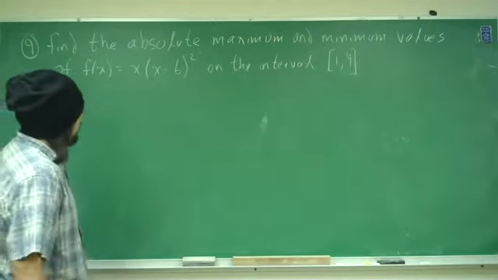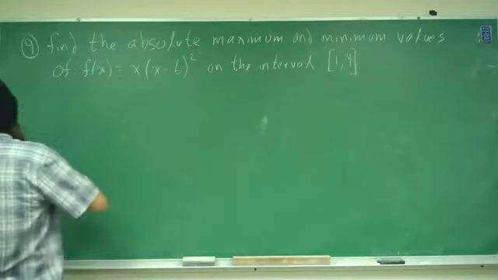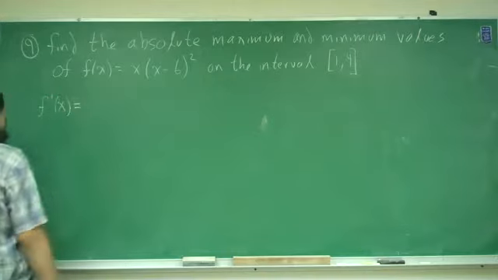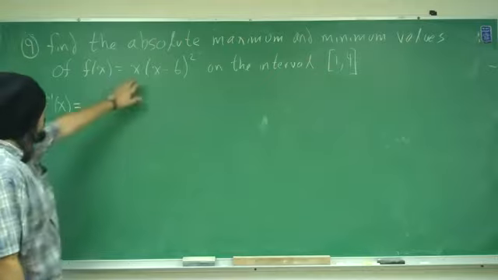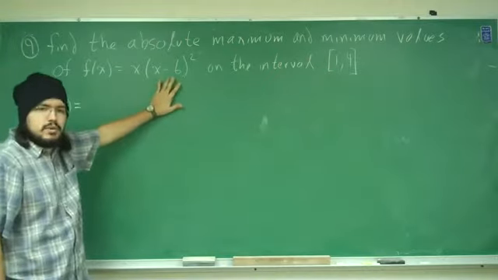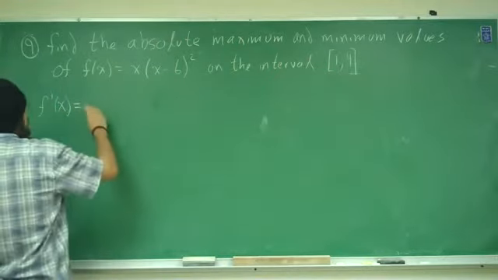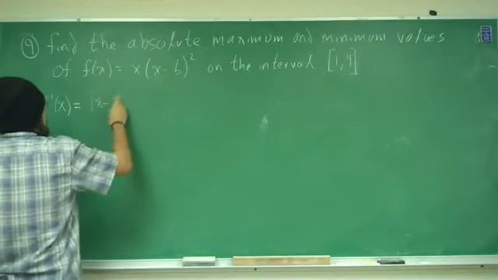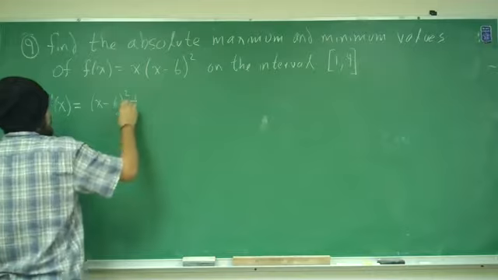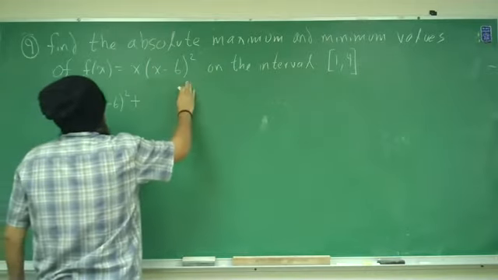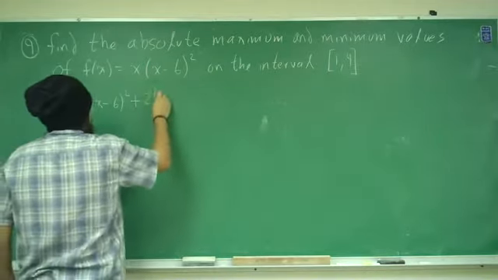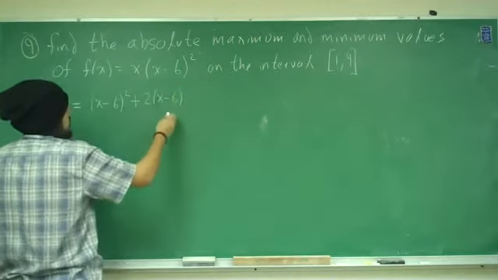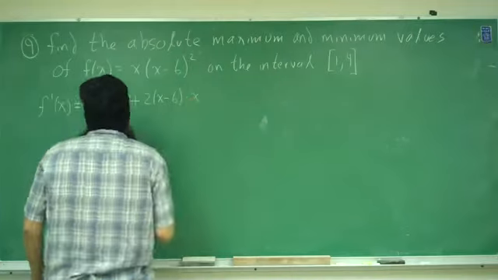Alright, so now, let's go ahead and find our first derivative and make it equal to 0. We have a function times a function, so we've got to use the product rule. Let's take the derivative of x first, that's 1 times (x minus 6) squared, plus, now the derivative of (x minus 6) squared, that's 2 times (x minus 6), times the derivative of the inside, that's just 1, so I'm not going to write that, times x.